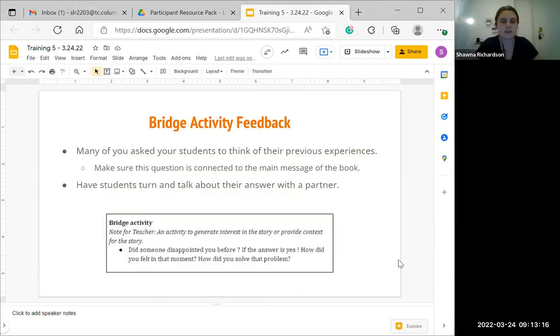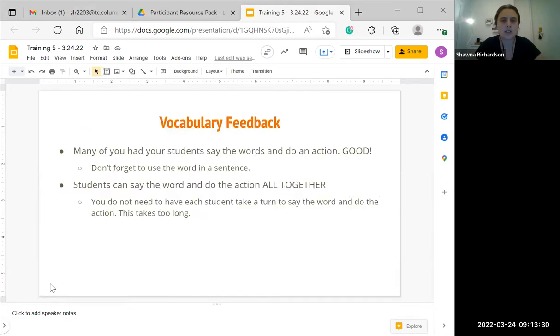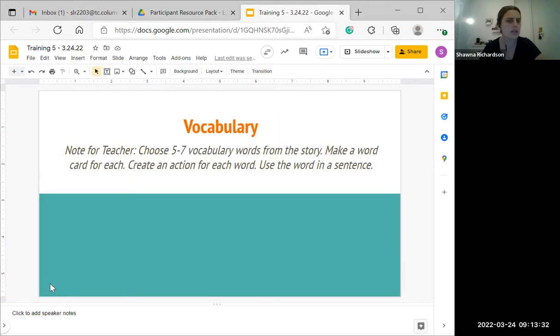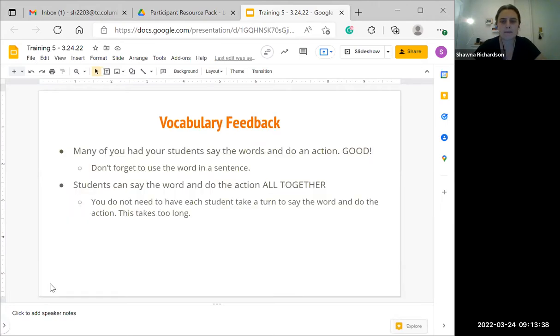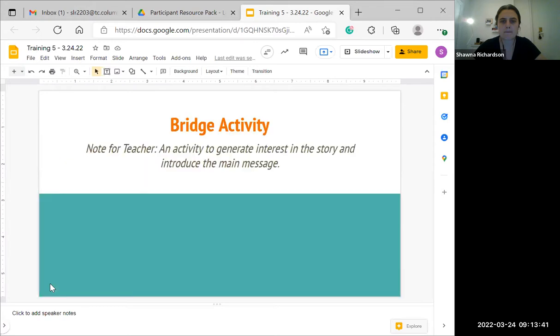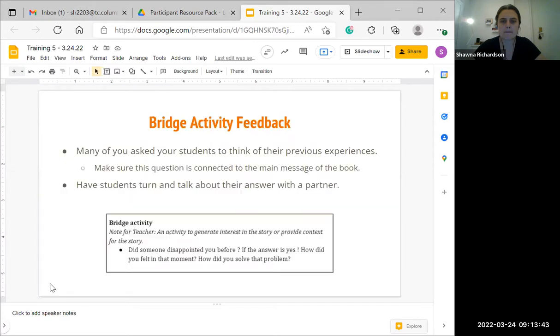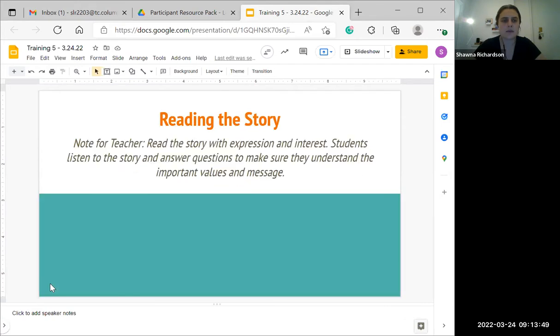Okay, so let's pause here. We've looked at the vocabulary and we've looked at the bridge activity. Are there any questions that came up as you were making your own lesson? Do you have any questions about the vocabulary or the bridge activity? Okay, well, hopefully if you're not asking questions, that means you feel good about that part of the lesson.